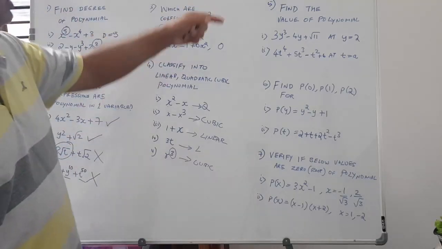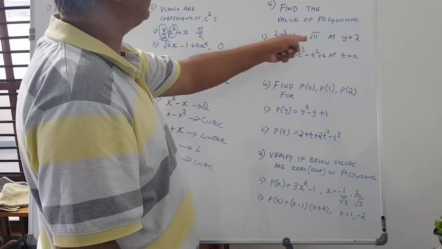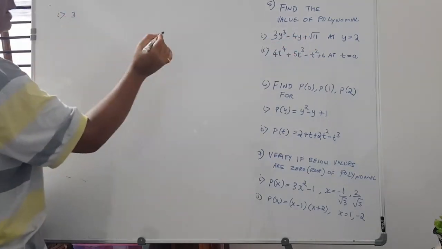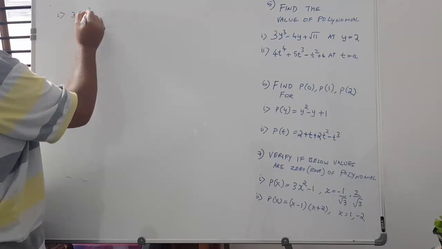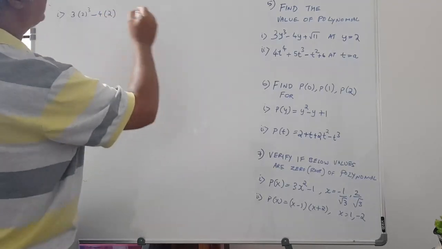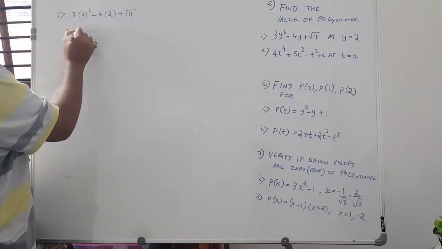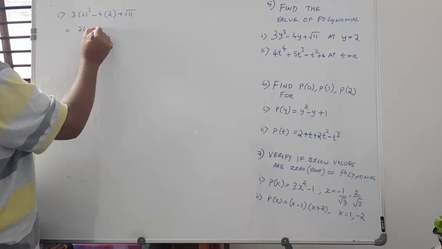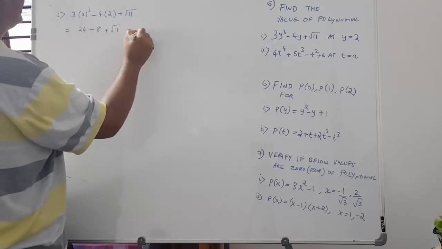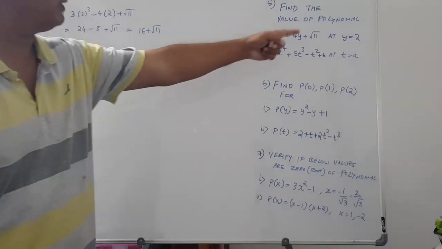Moving on to the next problems, find the value of the polynomial. They have given the polynomial, and they have given a particular value of the variable. We get 3 times y cube, that is 2 cube, right? Minus 4y, that is minus 4 times 2, plus root 11. So this is equal to 2 cube is 8, 8 3s are 24, and 4 2s are 8, plus root 11, which is equal to 24 minus 8 is 16 plus root 11. So that's the value of this polynomial at y equal to 2.